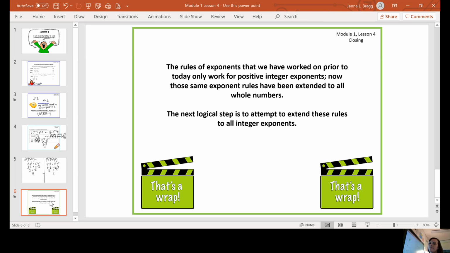So today, the main point you need to take away is that any number, any variable raised to a 0 power is 1.